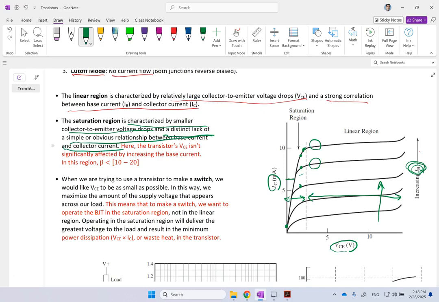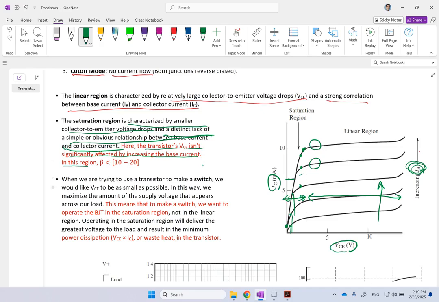Another way to say it is the transistor VCE voltage is not affected by the base current in this region. So if I go from this curve to this curve to this one, you see that the difference in VCE is bare minimum, okay? Because the width of this region, as I said, is bare minimum.